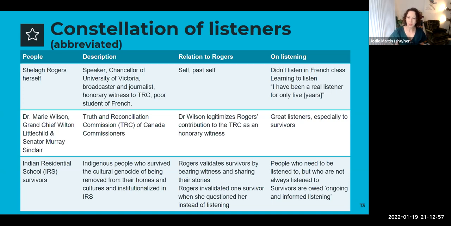So she describes herself as a developing listener, somebody who's learning to listen, who hasn't always listened when she should. The commissioners are held up as great examples of listeners and models for Canada. And the survivors are presented as people who need to be listened to, who haven't been listened to, and who are owed ongoing and informed listening. So this constellation of people creates a way to include lots of people at this event for the sesquicentennial.